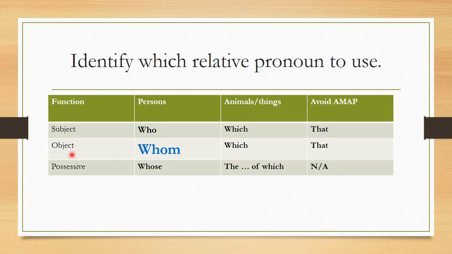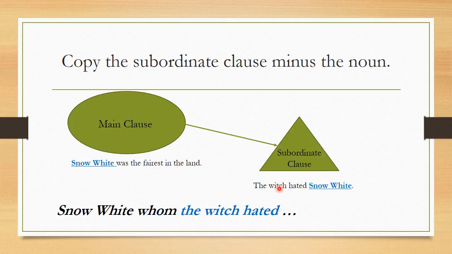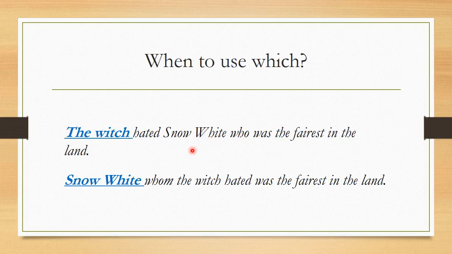I go to my objects here, pronoun whom. That's what I'm going to use. And here I go. Snow White, whom. What next? There you go. We have to remember what's next. After you take out Snow White, you copy the rest of the subordinate clause. So we'll copy that, the witch hated. What do you do after that? I think most of you got it right. You copy the remainder of the main clause. So Snow White, whom, then over here, the witch hated, then over here, was the fairest in the land. So now I get Snow White, whom the witch hated, was the fairest in the land. And you're done with both sentences.